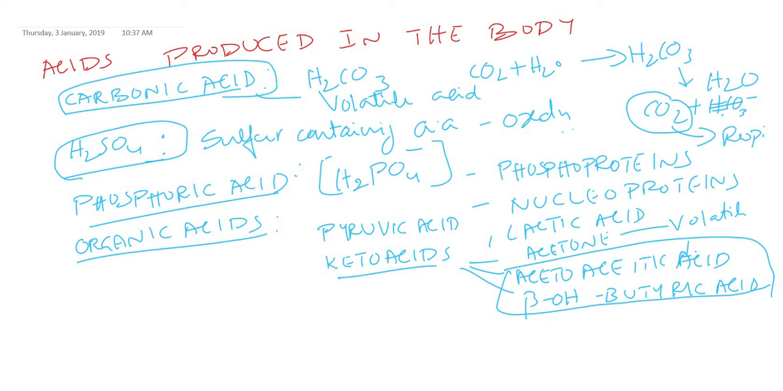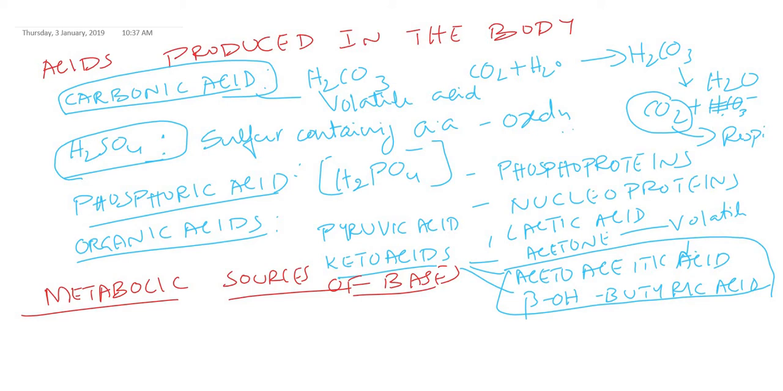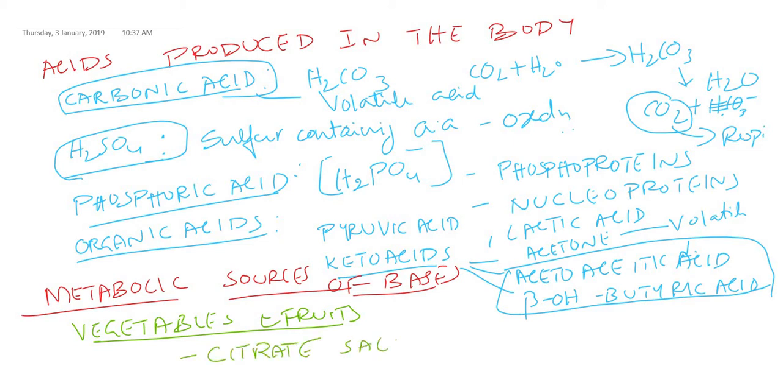What are the sources of bases in our body? Metabolic sources of bases. Normally, vegetables and fruits: if you consume more vegetables and more fruits, they make the body alkaline. Even our urine will become more alkaline if you consume more fruits and vegetables, because they contain citrate salts. Compared to these bases, they have citric acid and other acids, but these citrate salts also give bases, or bicarbonate.